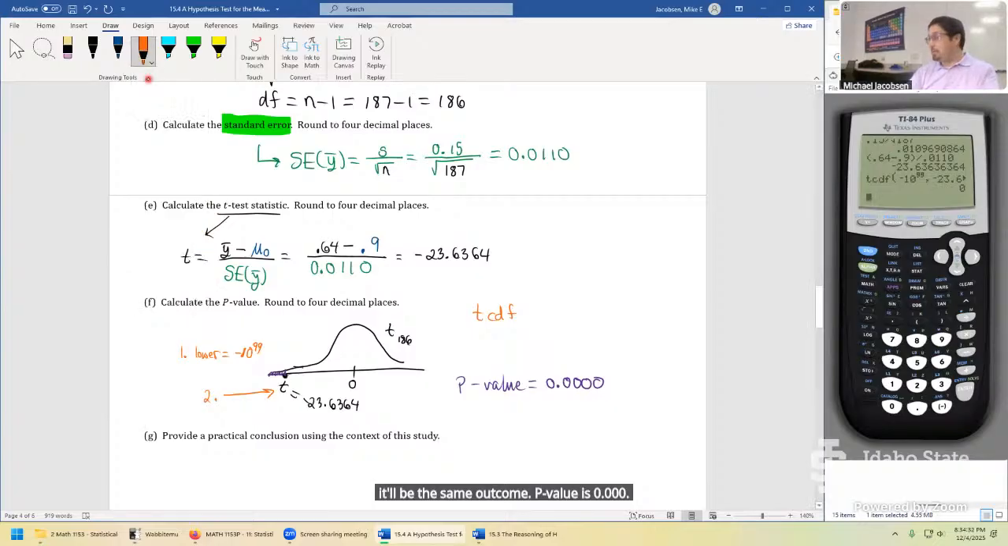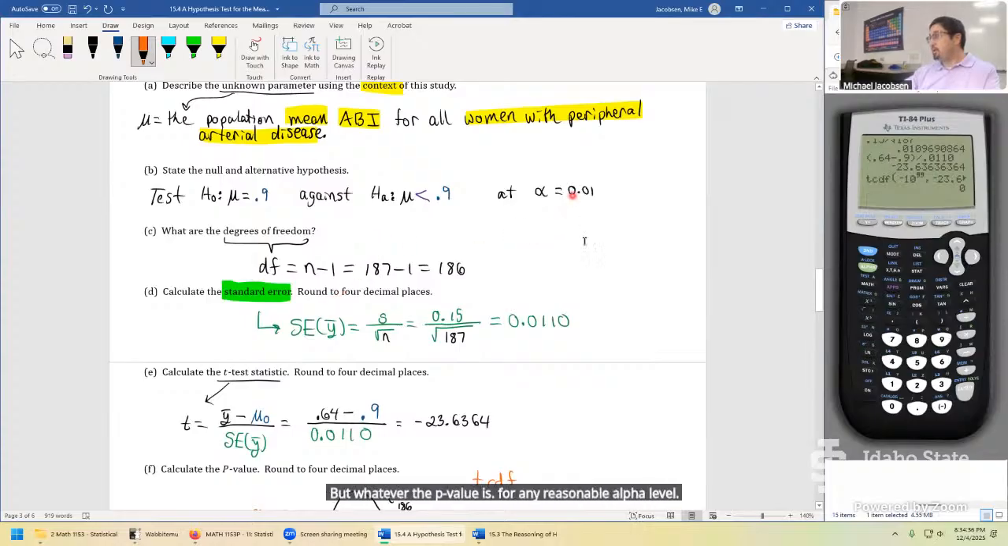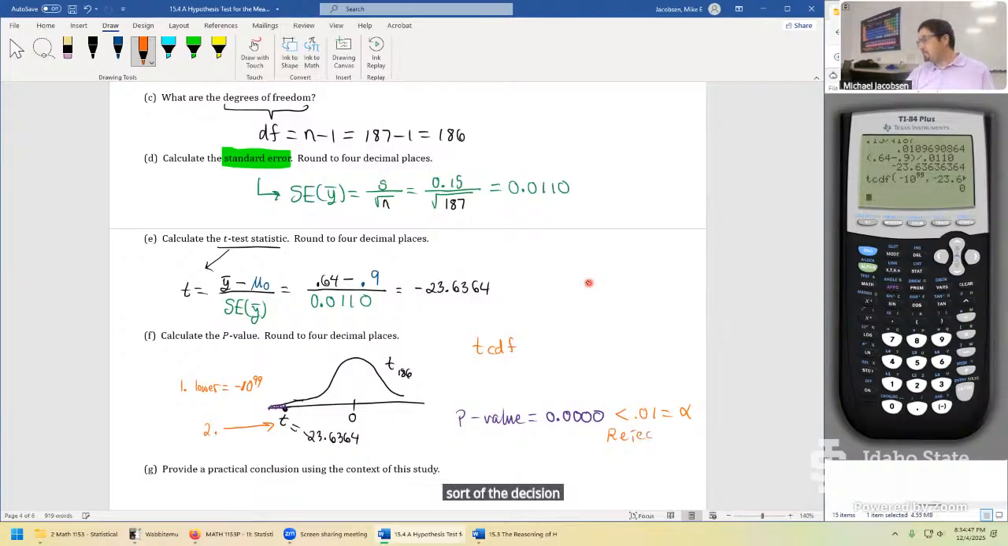But whatever the p-value is, for any reasonable alpha level, ours was 0.01, we can say that this is less than 0.01, which is equal to alpha. So the decision we make is to reject H naught. We reject H naught, the null hypothesis, at small p-values, and it doesn't really get any smaller than that from what the calculator can give to us.